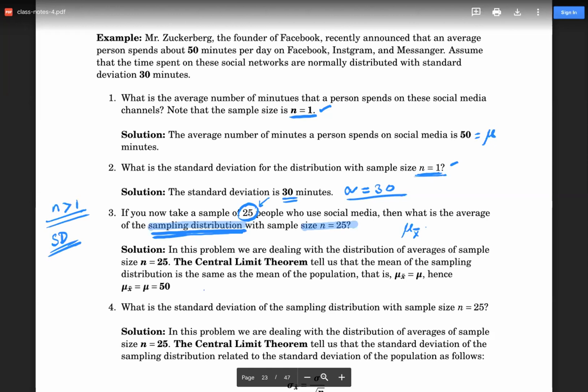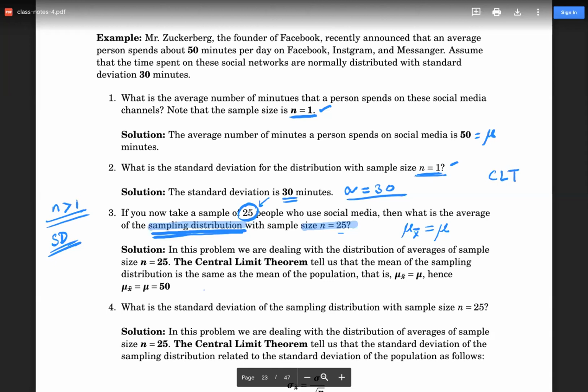So can I use mu sub x bar is equal to mu? That is one of the conclusions of the central limit theorem. We call it CLT. Now, my question to you, can I say mu sub x bar is equal to mu? No. Why? Because it's not greater or equal to 30.